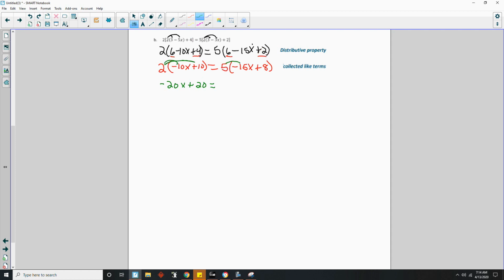Distribute here. Oh, I didn't show my line there. 5 times negative 15x. Positive times a negative is negative. 5 times 15, 5 times 5, 25, carry the 2, 5 times 1 is 5, plus 2 is 7x. And then multiply the 5 times the 8, positive times a positive is positive, 5 times 8 is 40.